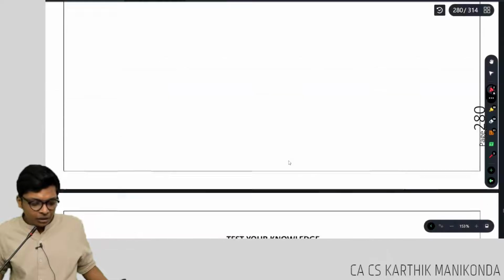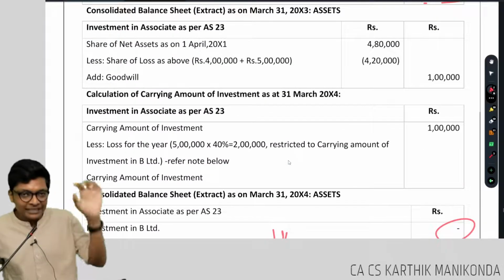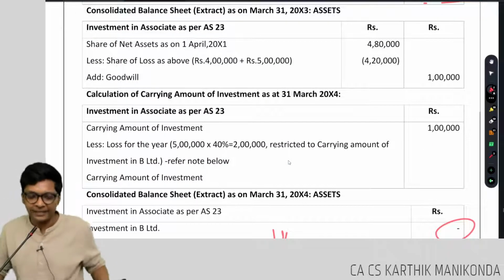For that you have to give a note. They have not given here, but there will be a note. You have to give a note. Negative will not be taken.